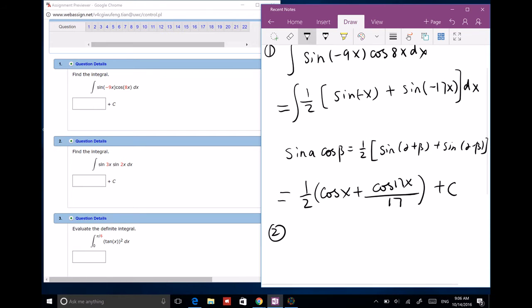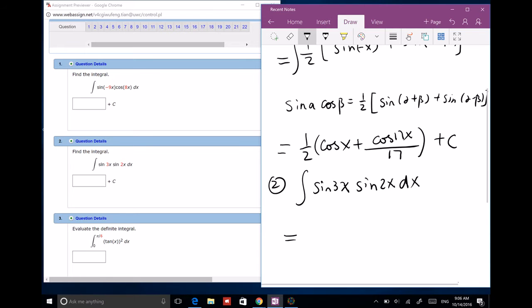Number two, sine 3x sine 2x dx. Does it make sense, everyone? Do you want me to slow down? Because this is just homework, you should know how to do it. Just review it real quick, right? So the second one, sine 3x sine 2x. We're going to use another formula.